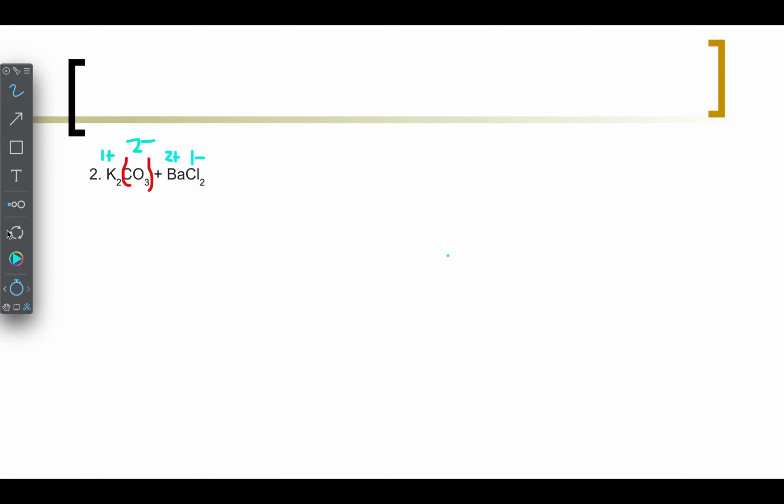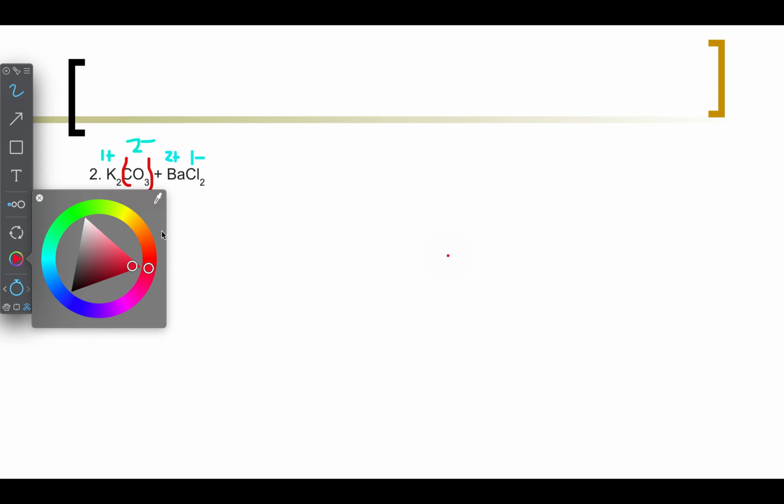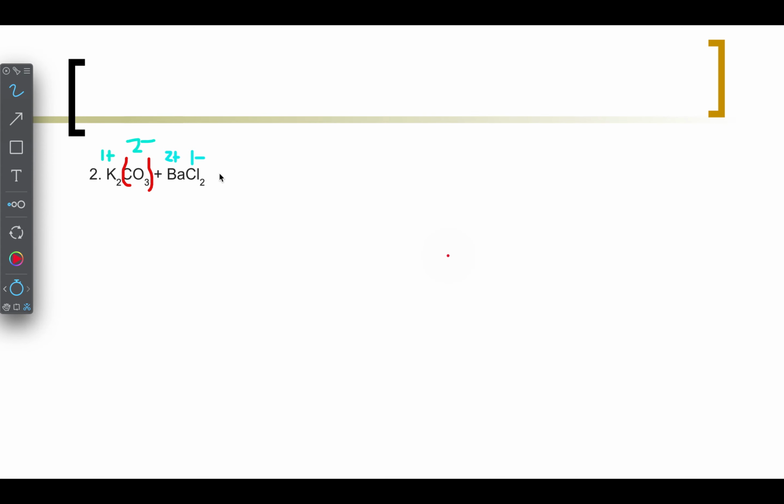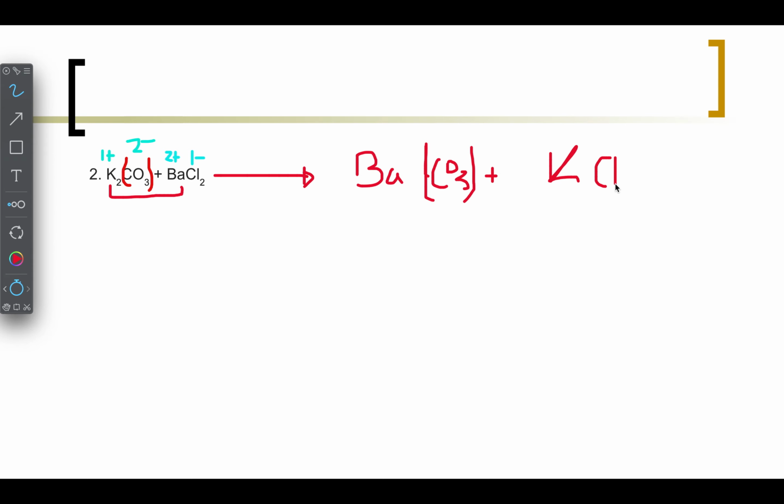We found the charges. Now we need to predict the products. So arrow, oops, still have the scissors on. Arrow. And we're swapping our positive ones, right? So we're gonna get barium CO3, barium carbonate, and potassium chloride, which is actually super dangerous.